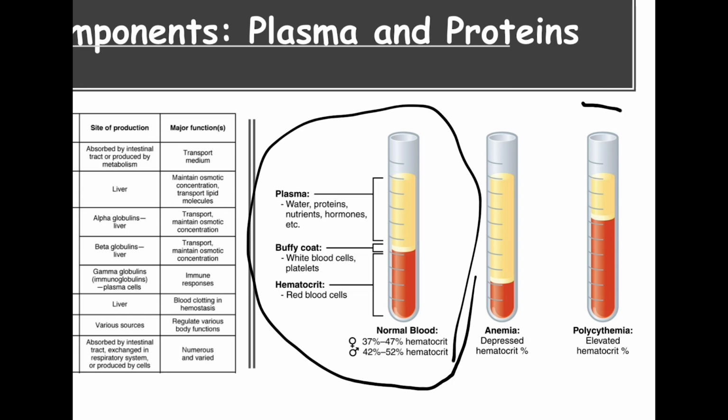The last tube, you see that it is an increased hematocrit. This is known as polycythemia. And this person typically has an elevated red blood cell component, and it outweighs or overshadows the fluid compartment or the fluid component. So they have very little water and proteins, nutrients, and hormones in their blood.